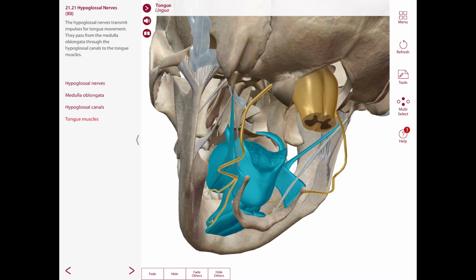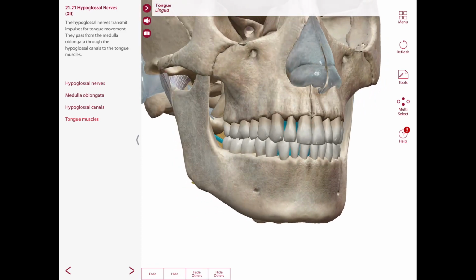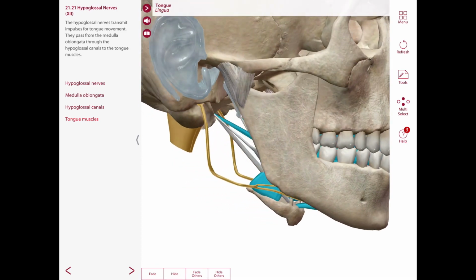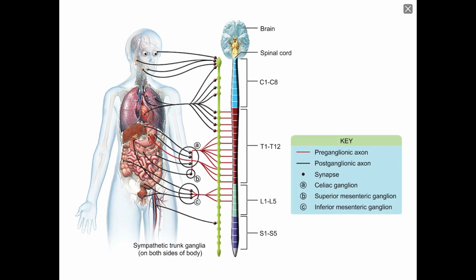So, a lesion to the hypoglossal nerve could cause paralysis of the tongue muscles on the side of the lesion. When the patient is asked to protrude the tongue, it will deviate towards the affected side. If the lesion is on the right side, then there's going to be muscle atrophy on the right side of the tongue, giving the mucosa a wrinkled appearance. And when the patient is asked to stick his or her tongue out, its tip will deviate to the right side.